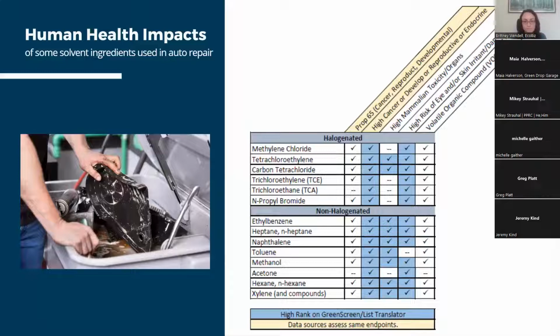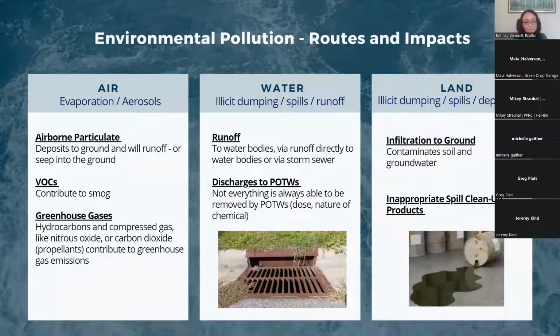In the second column, we have high cancer, developmental, reproductive, or endocrine disruption. The third column is mammalian toxicity, mostly looking at organ toxicity. The fourth column is high risk of eye and skin irritant or damage. And then here's our VOCs. So you can see almost all of the chlorinated and most of the non-halogenated and the halogenated ones do pose a significant amount of risk. Next slide, please.